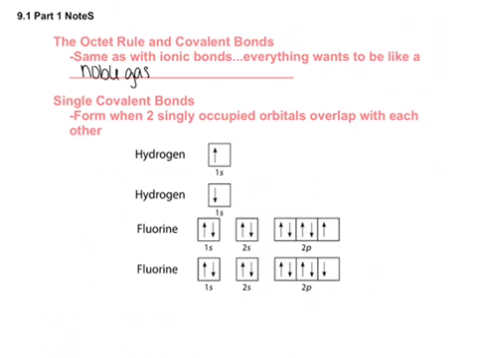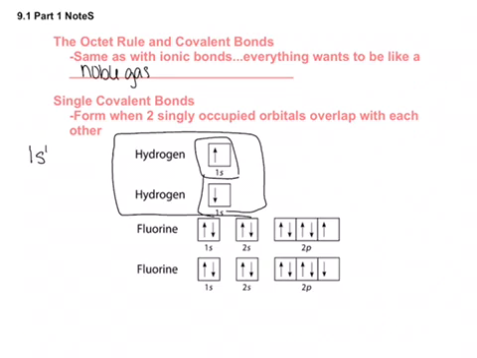So our single covalent bonds form when two singly occupied orbitals overlap with each other. For hydrogen, we know that each hydrogen is 1s1. So here's our 1s1 for the first hydrogen, and here's our 1s1 for the second hydrogen. Those orbitals are now going to overlap, and it will give the electron configuration of 1s2.